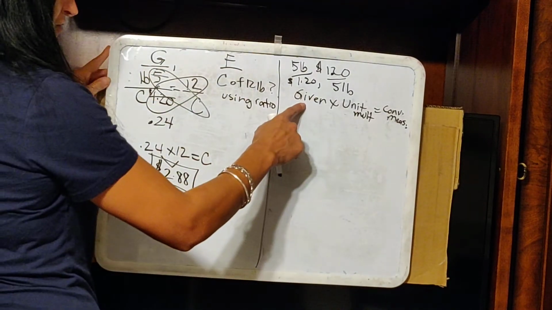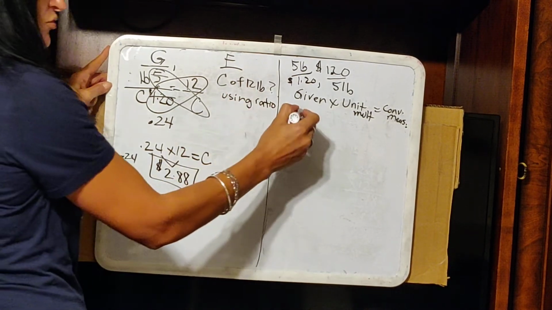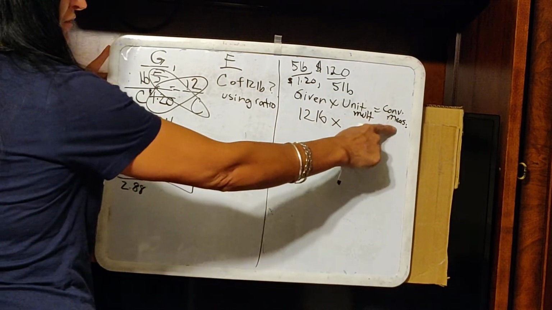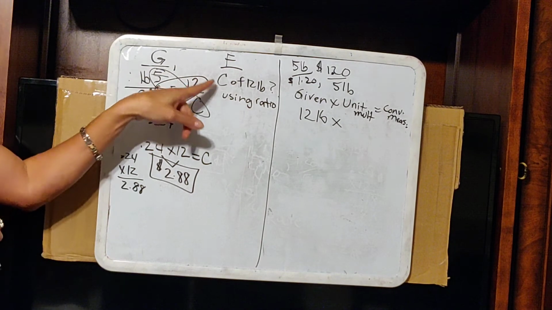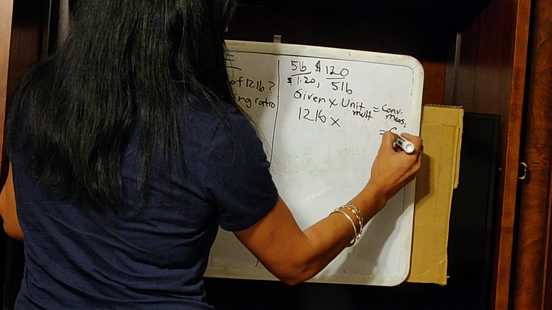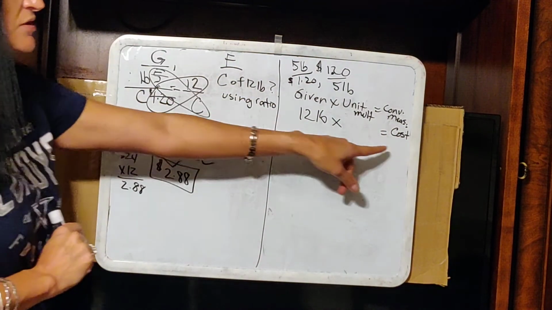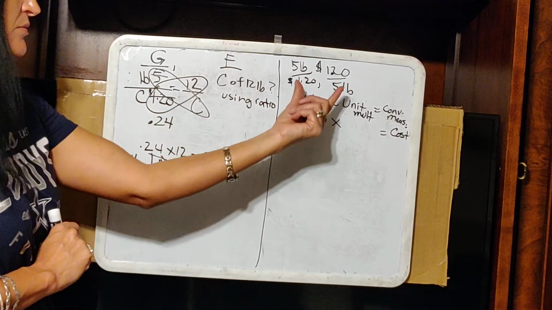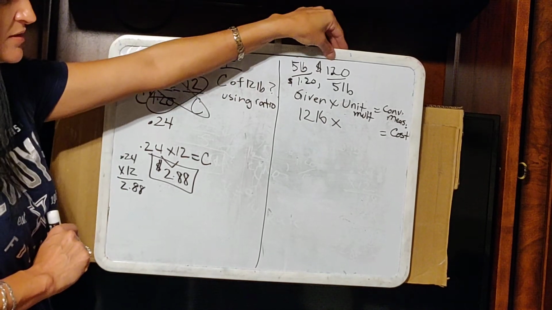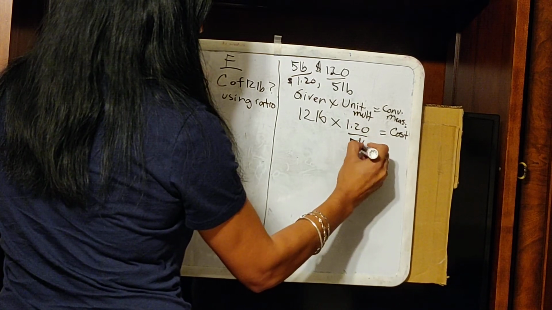Okay, so my given measure is what I'm given. In this case it was 12 pounds. The converted measure is what I need to know. In this case I need to know the cost of it. So this would stay as a C for cost. That means I have to pick the unit multiplier. Well, it just told you that I'm trying to find cost. So back up here, the second rate is the one that allows me to find cost because the cost is in the numerator. So I would put $1.20 over 5 pounds.